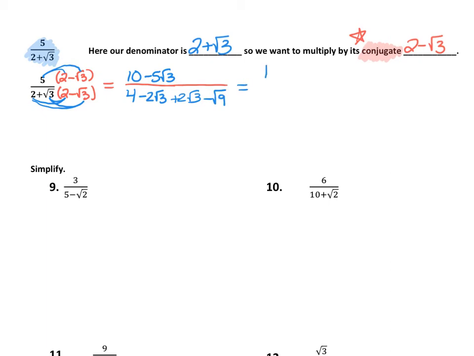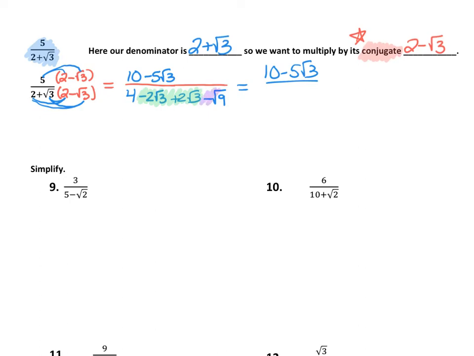So let's simplify this. Well, the top is not going to simplify. So let's leave that. In the bottom, my negative 2 root 3 and my positive 2 root 3 are going to subtract. So they're going to go away. So this should always happen when you do the conjugate. That's why we multiply by the same binomial but with the opposite sign, because that means our middle terms will always subtract.